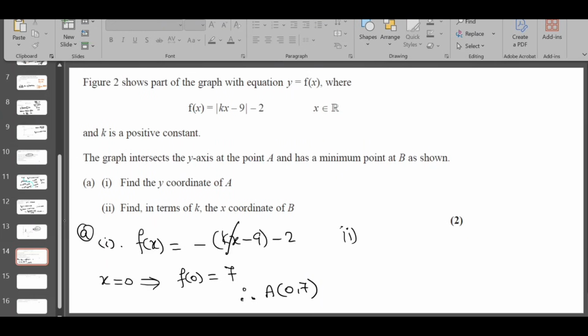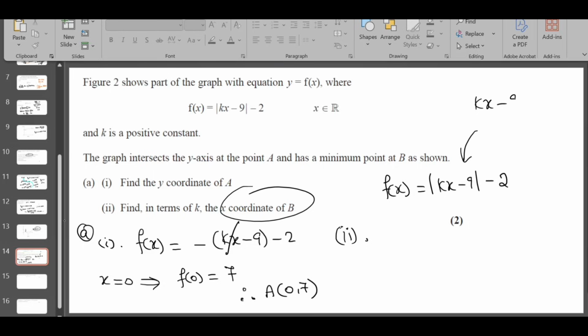Part (i), to find the vertex. The easiest way is to take the function f of x equals modulus of kx minus 9, minus 2. They want you to find only the x coordinate, so whatever is inside the modulus, equate it to 0 and find x. You will get 9 over k. That's going to be the x coordinate.